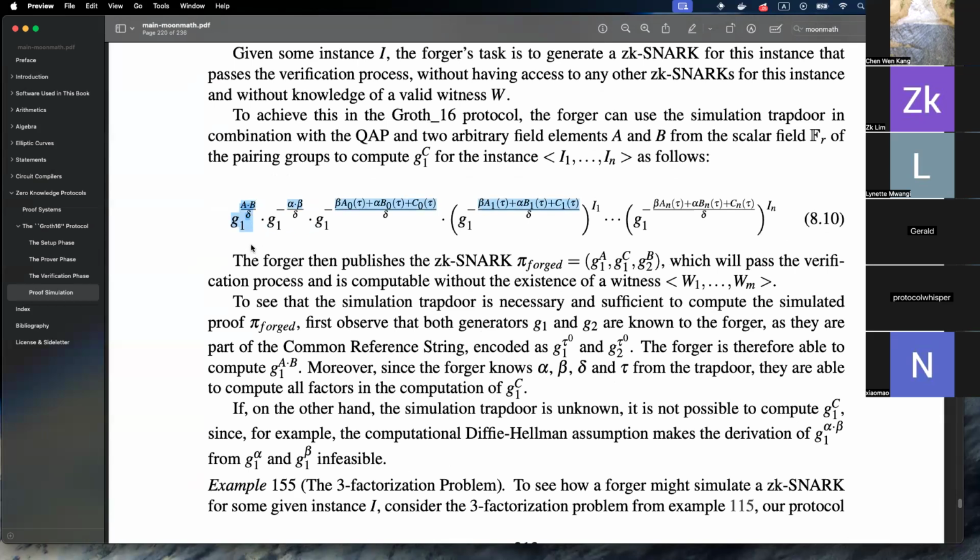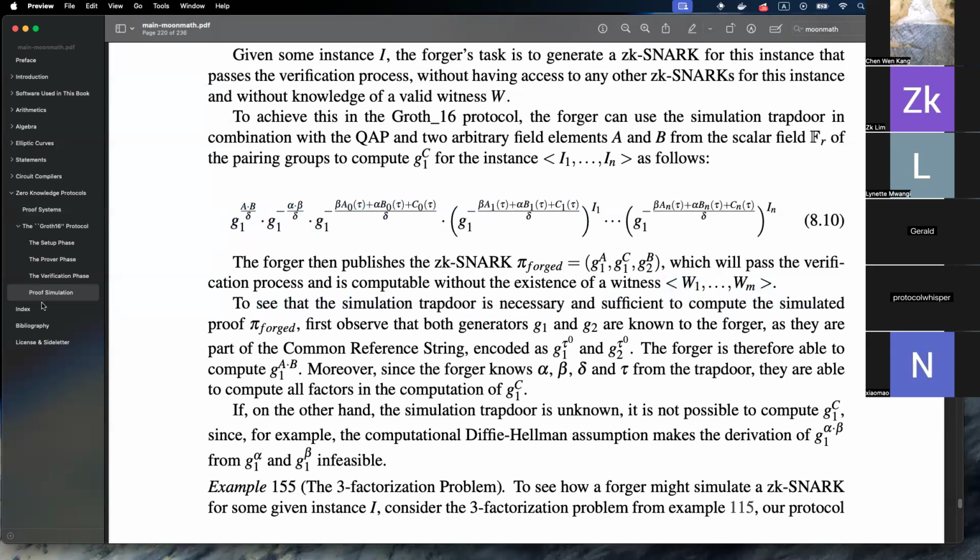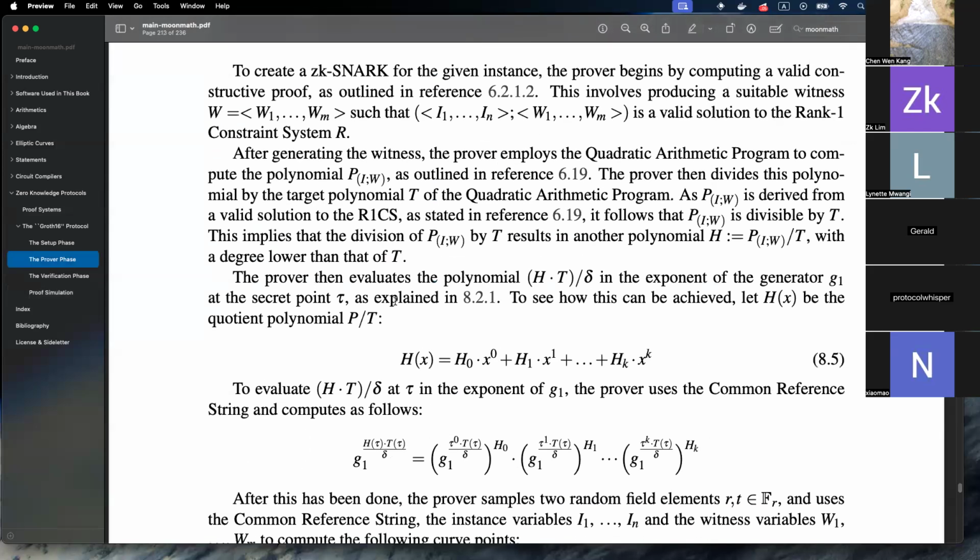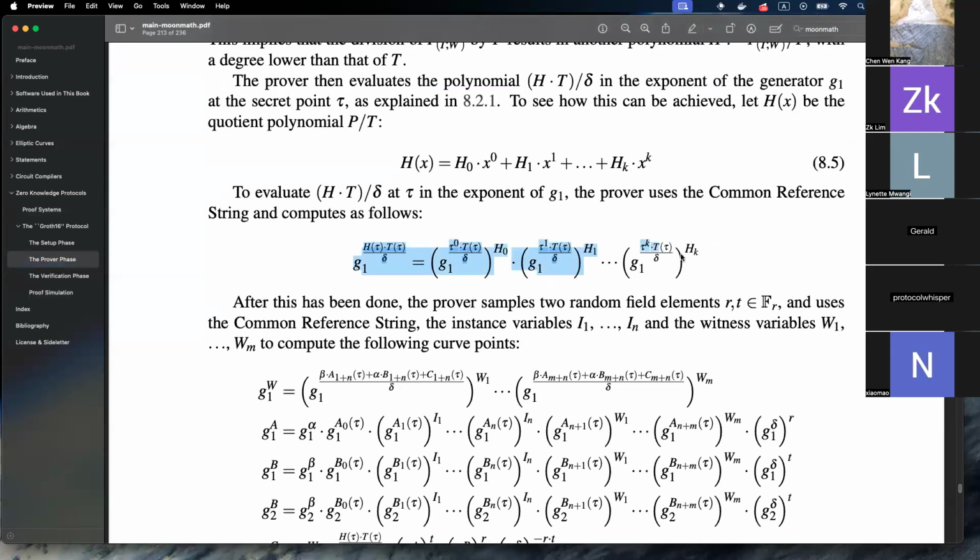And this is computable because we can choose A and B, right? This is computable. We can just make it computable without knowing the witnesses. Recall originally, looking at the prover, we need to do this, right? We need to compute this.